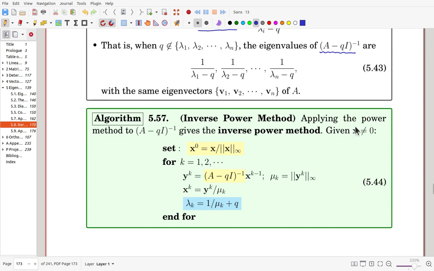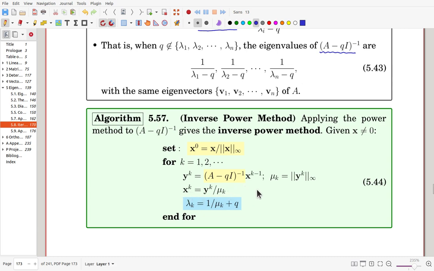Now start with an arbitrary non-zero vector, and we initialize it by dividing by its length so that x0 has magnitude 1 in modulus. Now in each iteration we multiply this matrix to the previous vector and we get yk. And now we measure the maximum norm of yk, mu k, and divide by mu k so that we scale to get a new vector.